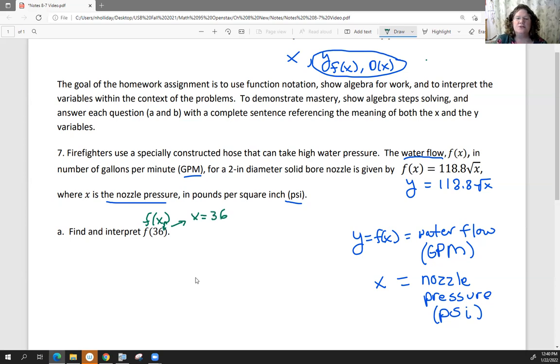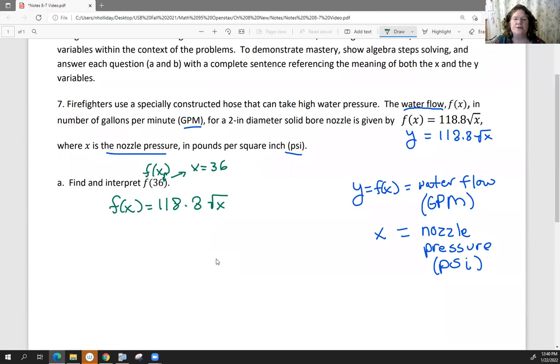We can do that. So we're just going to write down the function. So we've got F of X equals 118.8 root X. So to find F of 36, you simply drop in 36 for X. So we're going to put in 118.8 root 36.